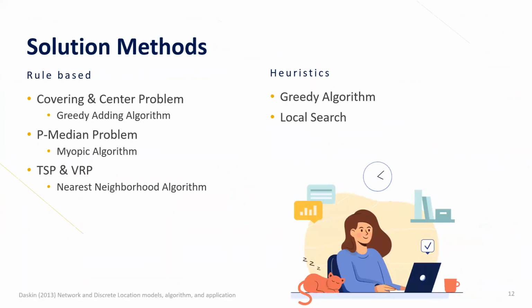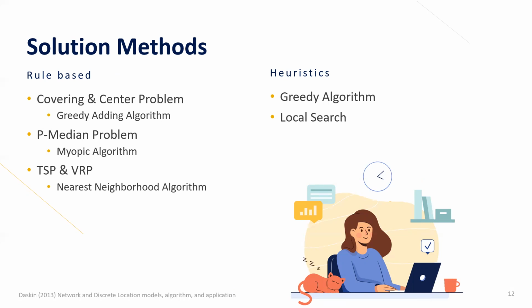Rule-based is normally associated with the problem. Why? Because every problem has its own approach to get the solution, right? And moreover, if you want to use a rule-based method, the rule will be really specific to the problem characteristics. We discussed several types of problems like facility location problems, the covering problems model, center problems, p-median problems, TSP and VRP. Each of those problems has its rule-based approach, and there are so many of them.